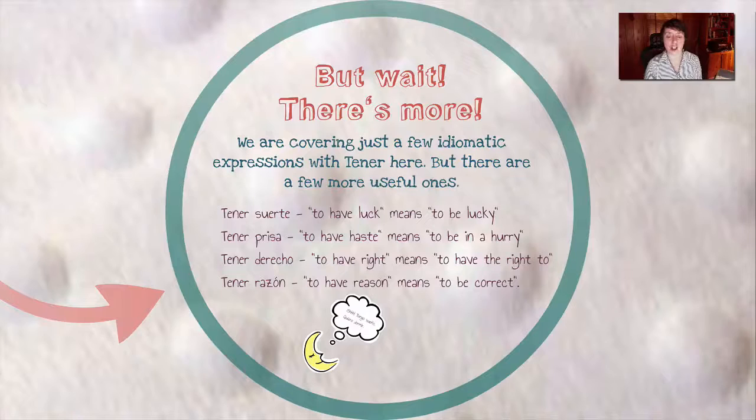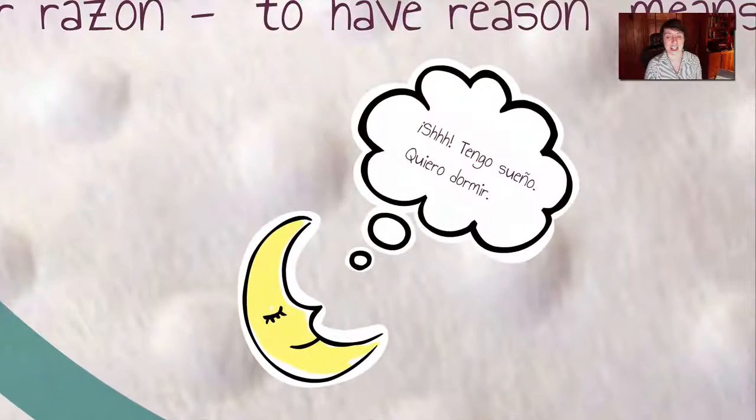Tener razón means to be correct. So if someone is correct, you say, usted tiene razón. Or if they're incorrect, you'll say, usted no tiene razón. Shh, tengo sueño. Quiero dormir.